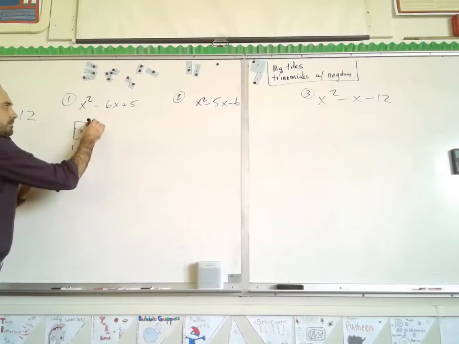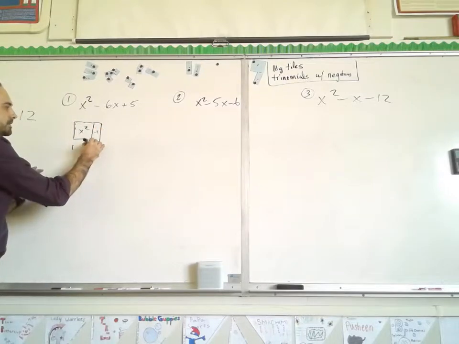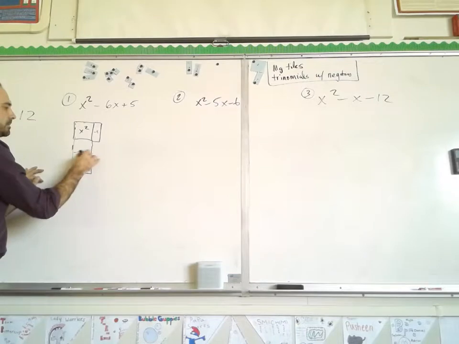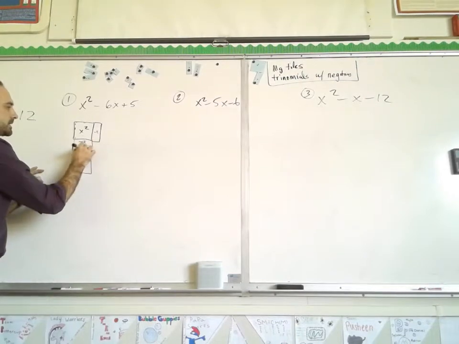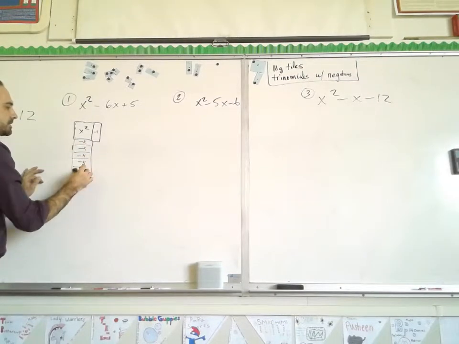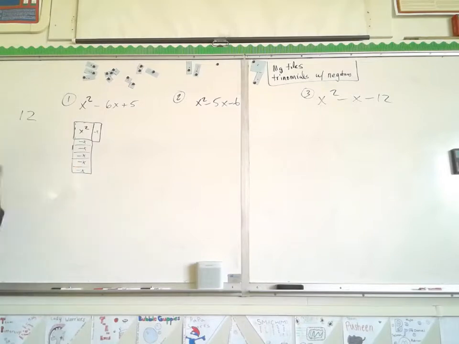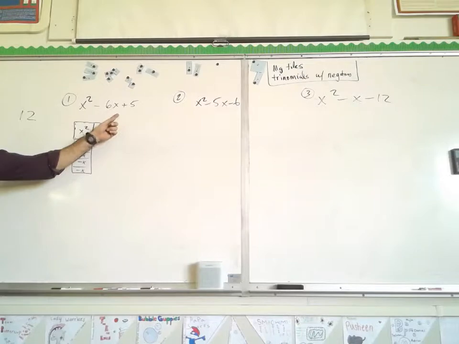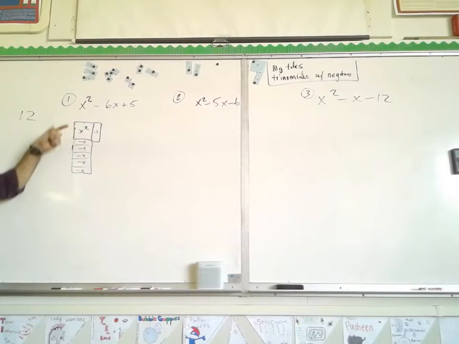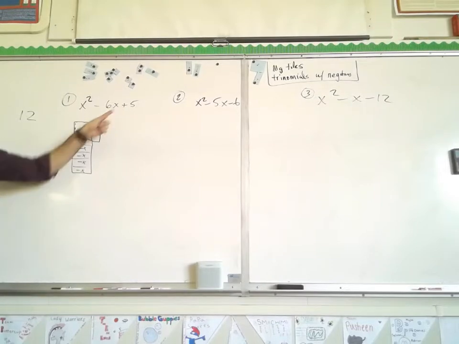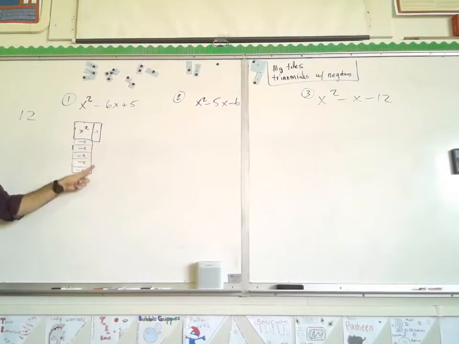Negative x, negative x, negative x, negative x, negative x. I want to think about this when I'm putting in my negative 6x tiles. Putting in the negative 6, I want to make it so that I can fill in what's left. This gap here, I can fill it in with whatever my constant value is. And the constant value here is 5.